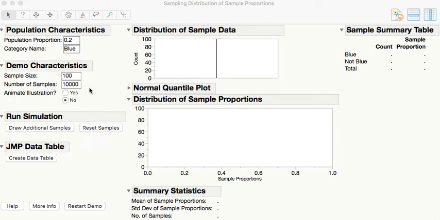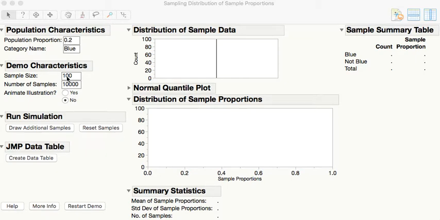To the JMP software, just to show you what happens when that success/failure condition is not met. Here I've got a population proportion that's 20%. This is just saying blue is what we're looking at, like heads or tails, blue or green or yellow. We're examining a success, a blue M&M. Let's say there's 20% blue M&Ms.